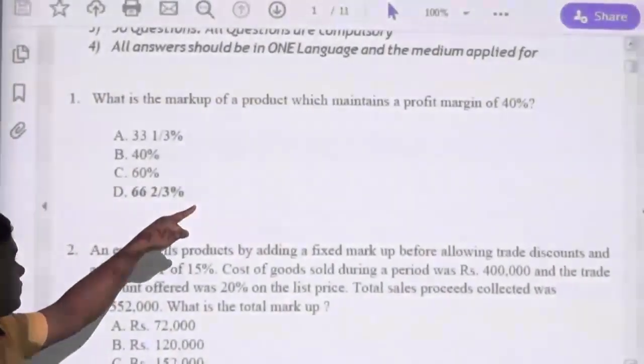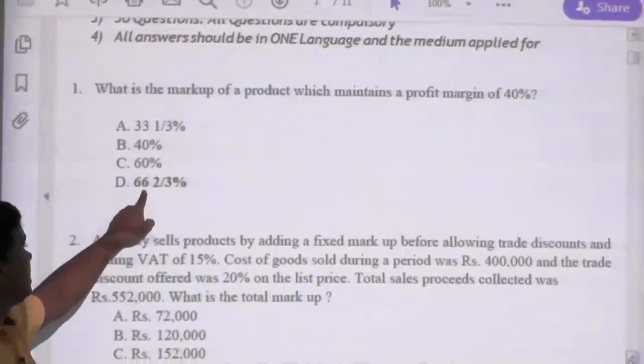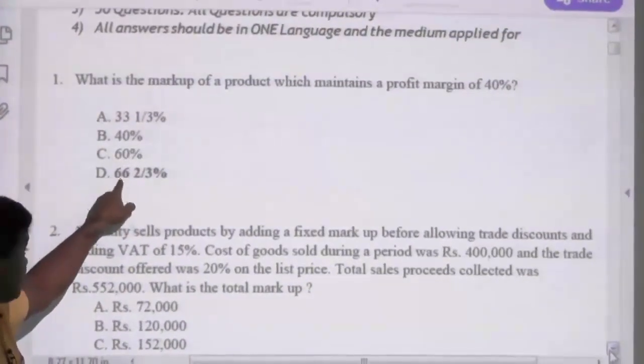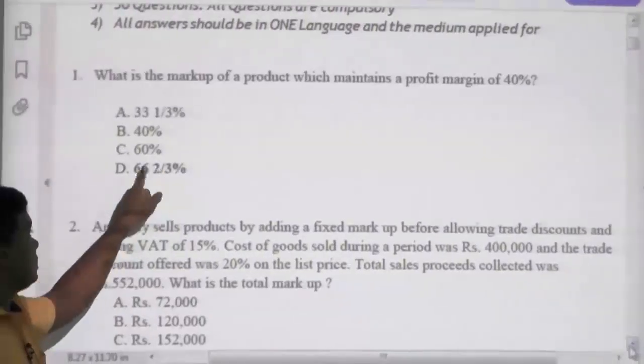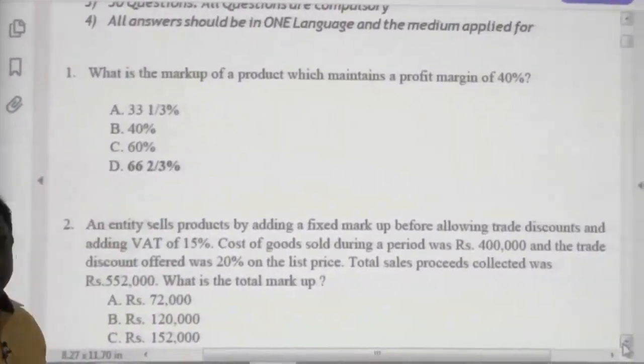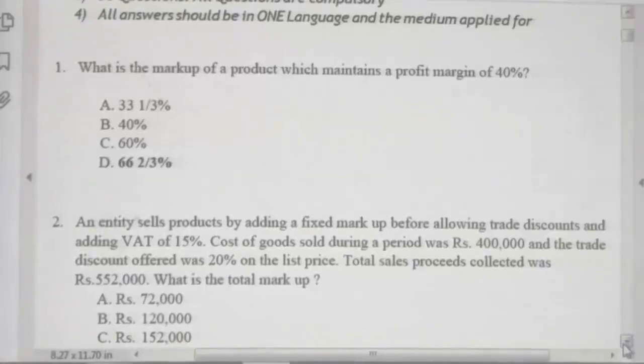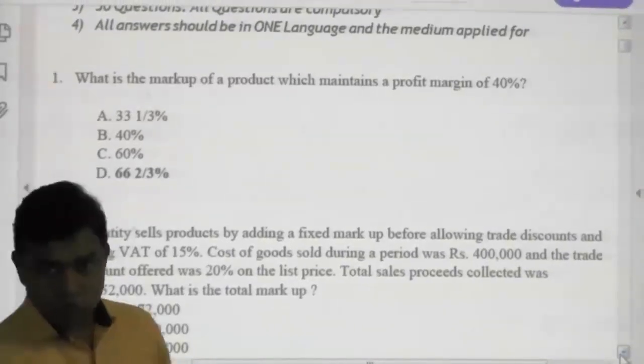When the profit margin is 40%, markup will be 66.67 or 66 and 2/3, right. That is the answer for question number 1. Let's take now question number 2.